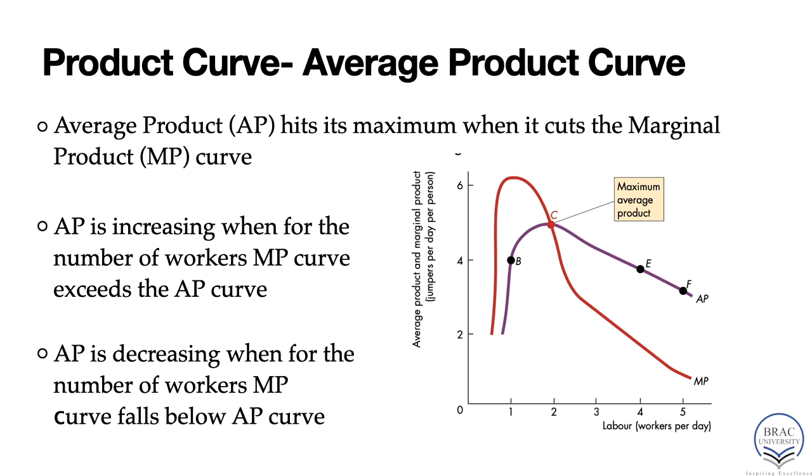Now, if from the product schedule that we saw in the previous slide, we plot the marginal product and the average product curves, we should see exactly what you can see here on the graph. And from here, we can see a relationship of average product and marginal product. That is, average product is largest when the average product and marginal product are equal. That is, when they intersect with each other in the graph. As a result, the marginal product curve cuts the average product at the point of maximum average product.